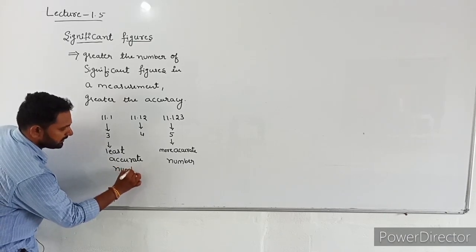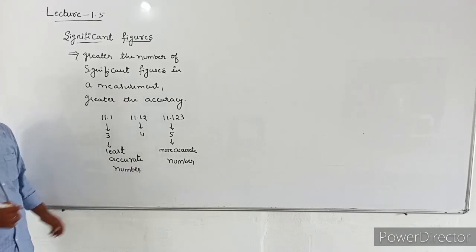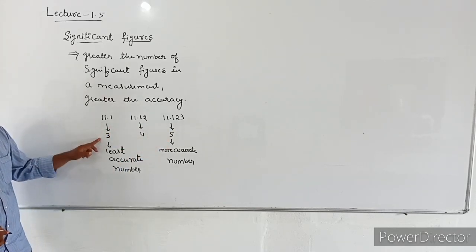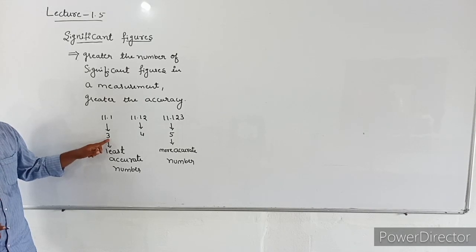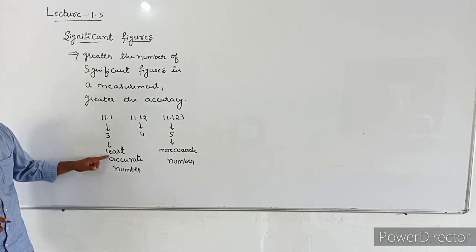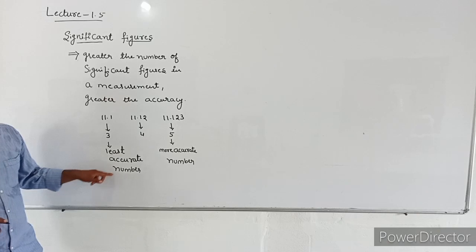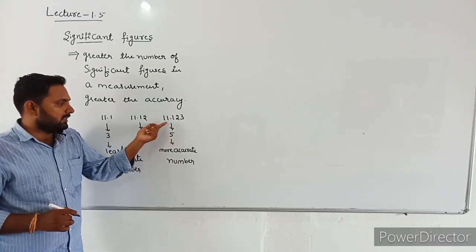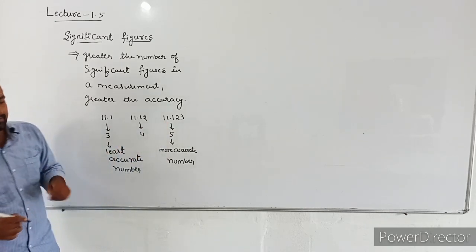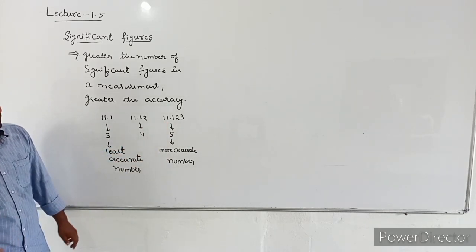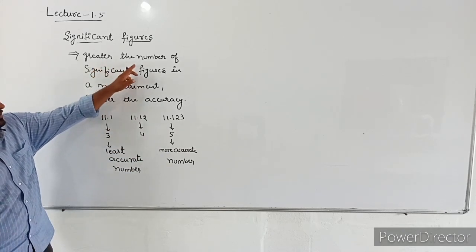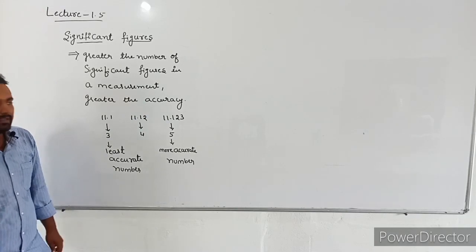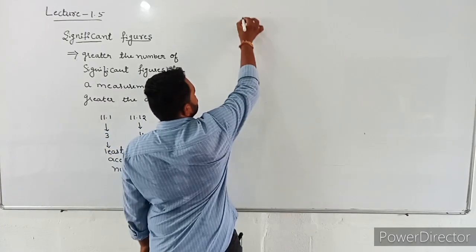Why is it the least accurate number? Because compared to these two numbers, in this number there are 3 significant figures. That's why it is the least accurate number. Why is it the more accurate number? In this number there are 5 significant figures. That's why it is the more accurate number. If the number of significant figures is greater, then the accuracy is greater. Okay. Next, rules.